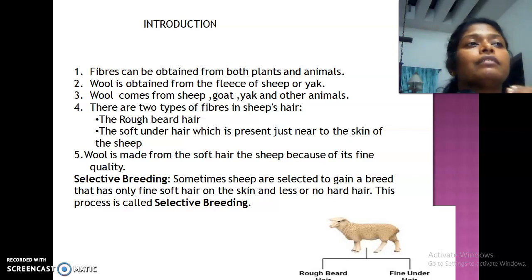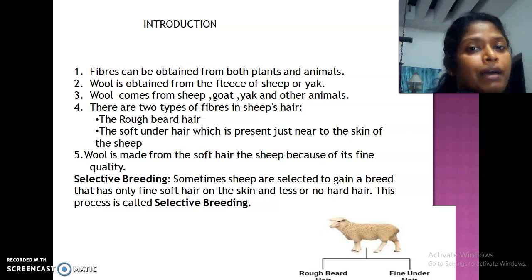In the same manner, the farmers, when they have to get a good variety of wool, or those who are in the industry to get the wool, want the sheep to have more wool and more quality of wool, more quantity of the wool. So for that, they will be selecting the parents so that the child which comes from those parents will have better wool, with both the qualities of the parents. So that is called selective breeding.